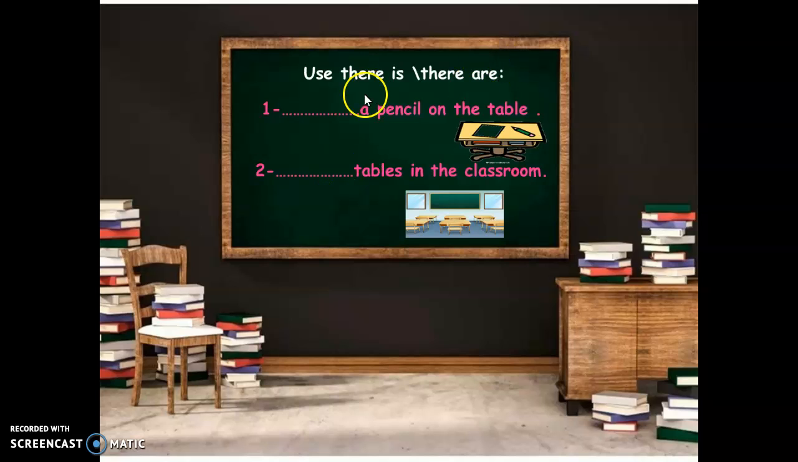Use there is and there are. Here, a pencil on the table. We have to say there is a pencil on the table. Number 2, tables in the classroom. How many tables can you see? I can see more than one table. For this reason, I have to say there are tables in the classroom. So we have to use there is with one thing and there are with more than one thing.